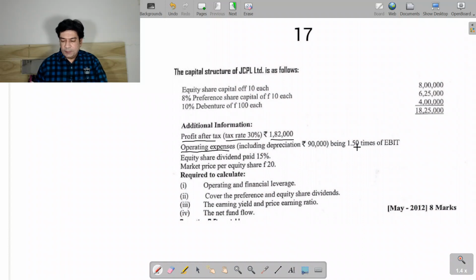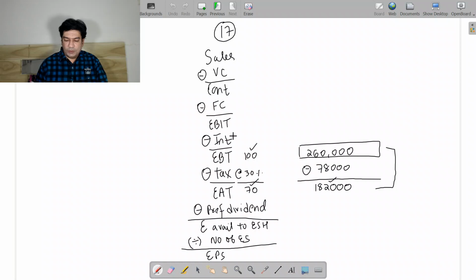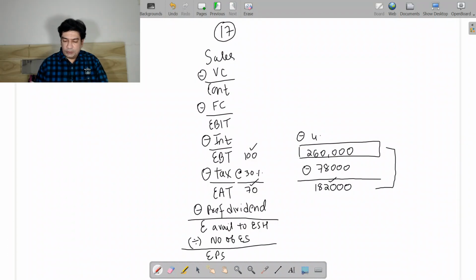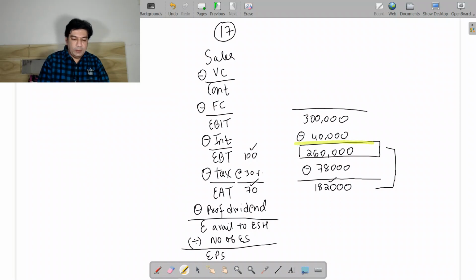Now operating expenses they have told to be 1.5 times of EBIT. So first we need to find the interest. So debentures are 4 lakh and on this 4 lakh I have to pay 10% interest. So 40,000 will be my interest. So 2,60,000 plus 40,000 will give me 3 lakhs. So 3 lakhs will be my EBIT.